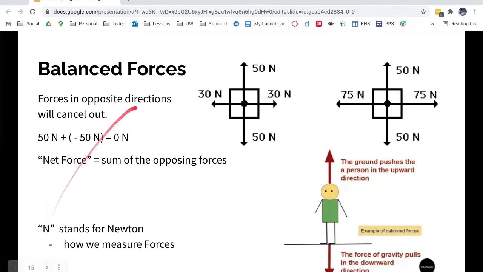And this N that I've mentioned here, it stands for Newton. It's just the way we measure forces. It's a unit of measurement. Just like pounds or kilograms is how we measure how heavy you are, the mass. N for Newton is how much force there is, how much of a push or pull there is.